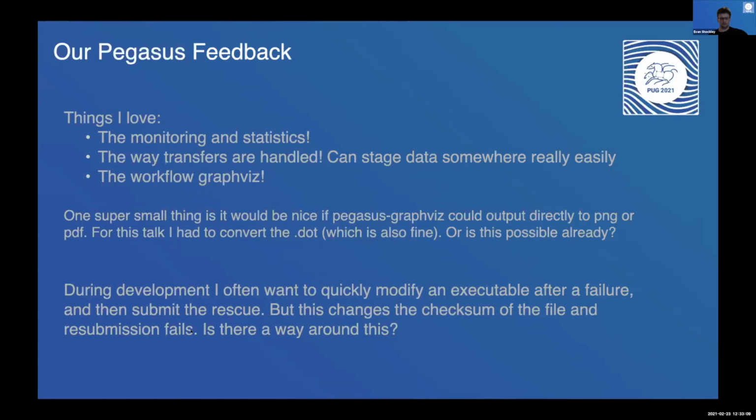But the thing that I've had an issue with, which I don't know if it's just my naivety, is that if something fails, I often want to just modify the executable quickly, change some line or add a debug statement, and then resubmit the rescue DAG. But I ran into an error where this changes the checksum of that file, and then the resubmission fails using pegasus-run. I don't know if there's a way around this. I usually just resubmit the whole workflow, which isn't the most efficient. But that was one thing I thought of while making these slides.